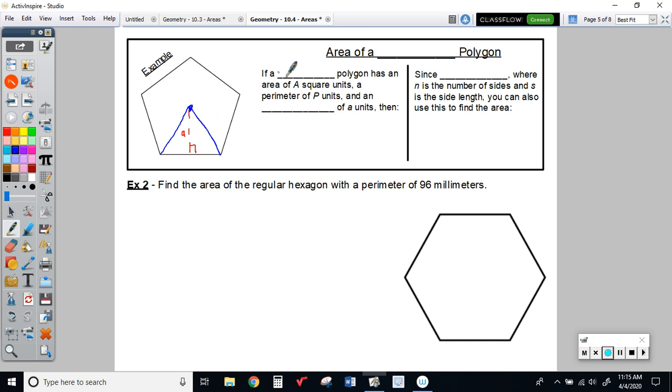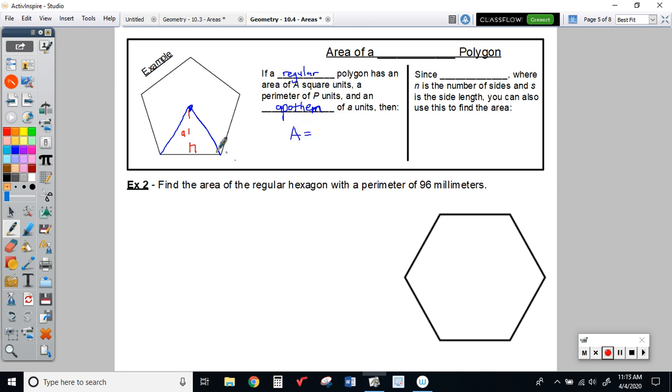So if a regular polygon has an area of A squared units, capital A, and a perimeter of capital P units, and an apothem, A-P-O-T-H-E-M, there we go, of A, lowercase a units, then you're going to have this formula, 1/2.